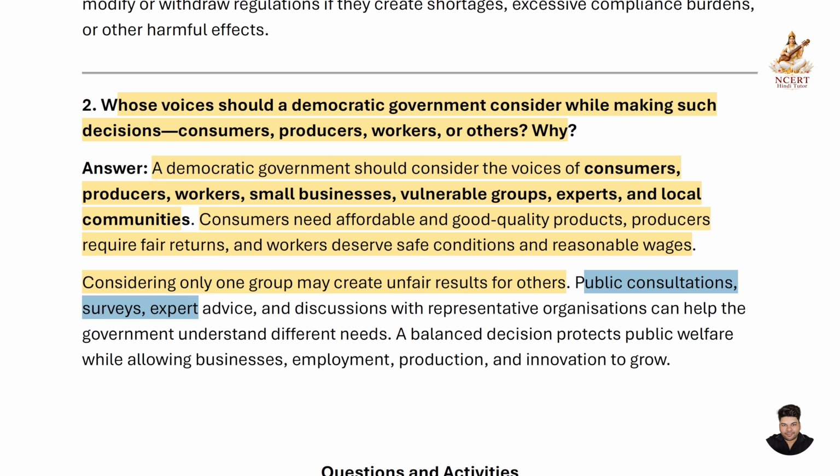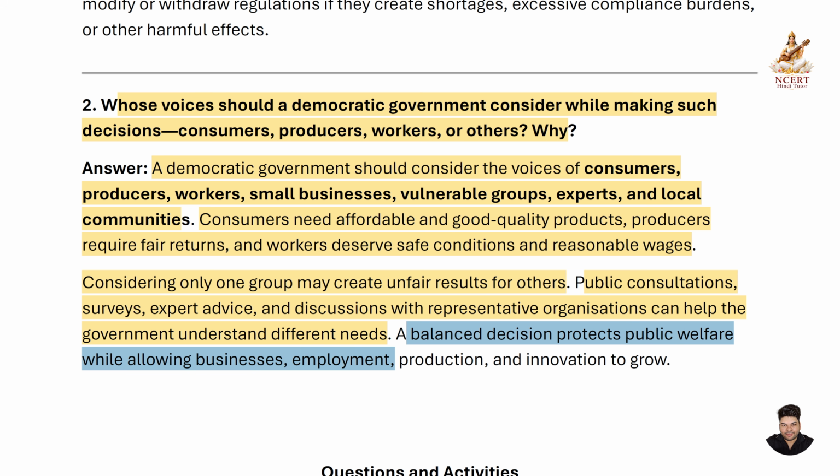Public consultations, surveys, expert advice, and discussions with representative organizations can help the government understand different needs. A balanced decision protects public welfare while allowing businesses, employment, production, and innovation to grow.